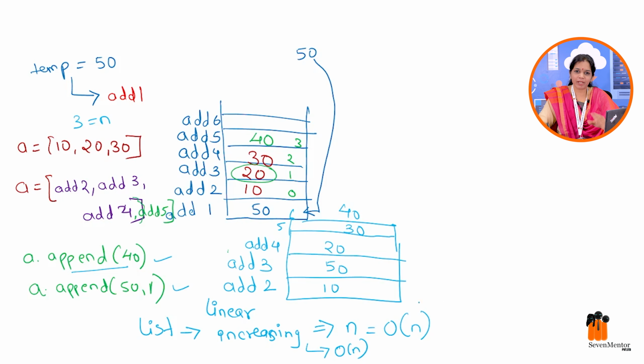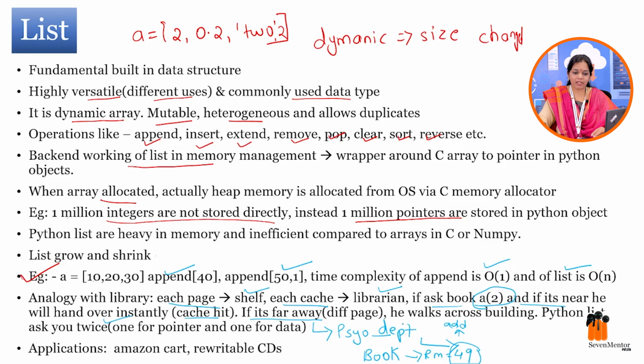Can you just make an analogy? This is 49, and here is your psychology book. Clear? So he walks across the building, and then he finds it and gives it to you, or he gives you the address. Any one can happen. So a Python list asks you twice.